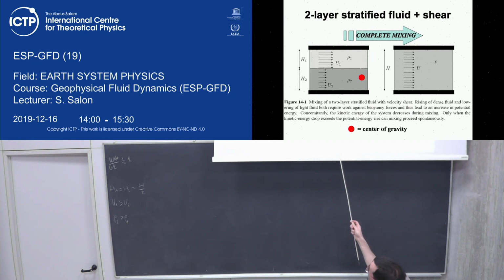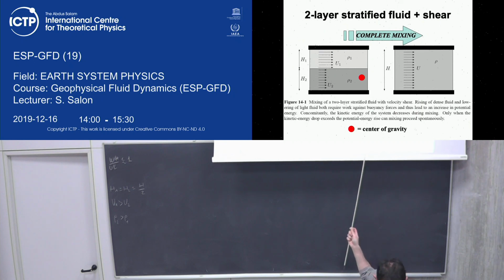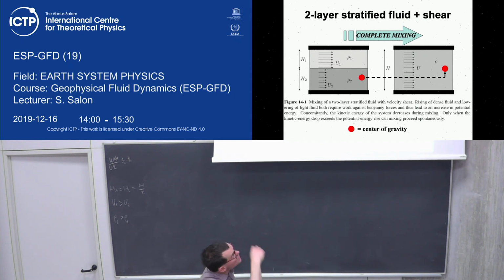So where will the center of gravity be in this situation? At the center. Okay, so there has been an increase, right? So it means that we have increased the potential energy of the system. Why? Which is the source of this potential energy? Height?